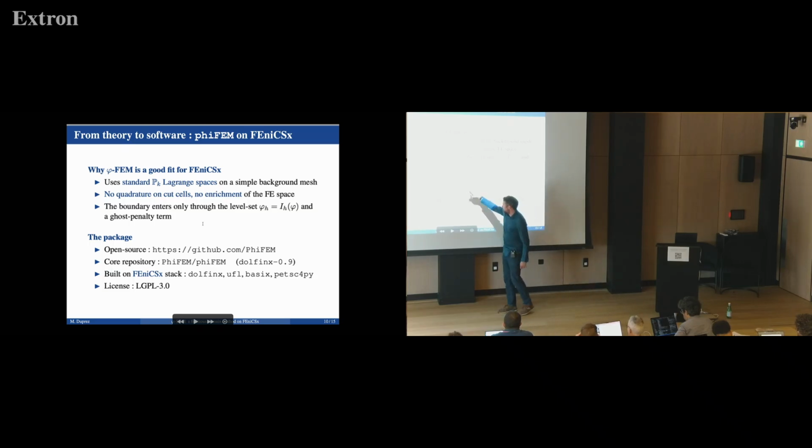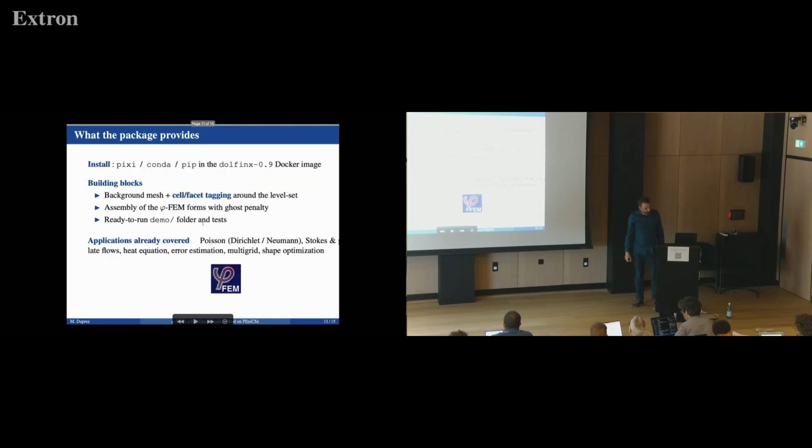All the codes are available on our repository on GitHub, using the classical packages. And we have a phi-FEM package which can be installed with PyPI, Conda, or pip. And the most difficult part is to tag the cells. We need to find the cells that we have on the boundary, and we do that in parallel.